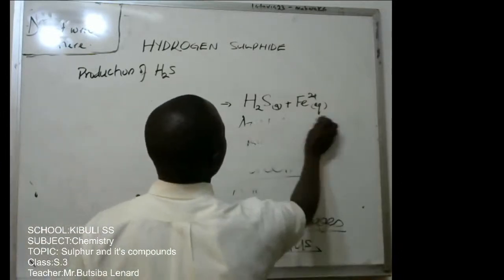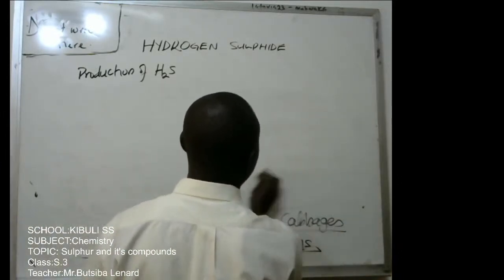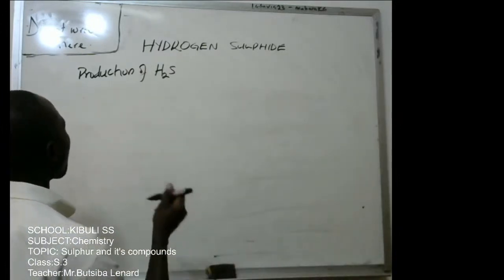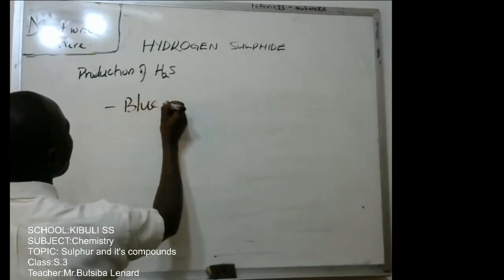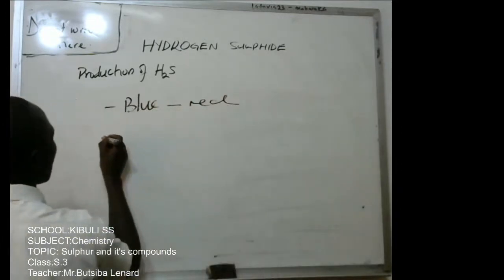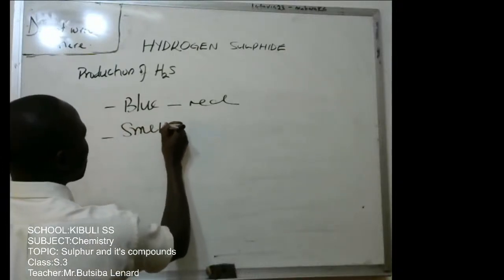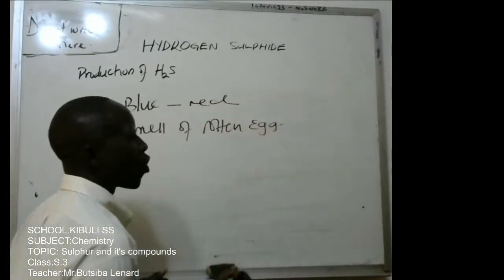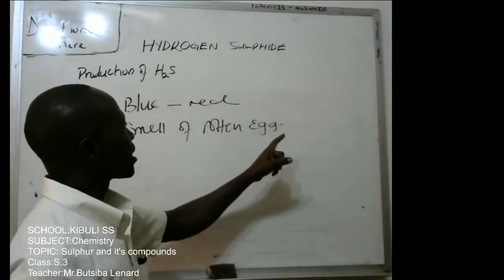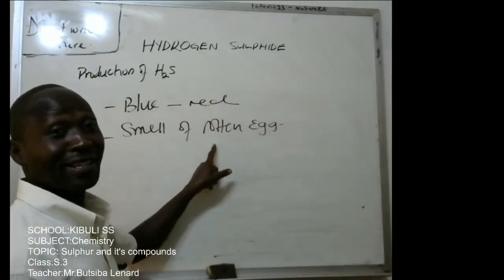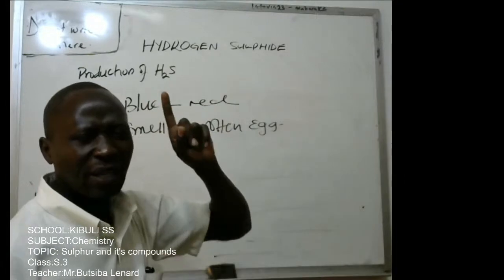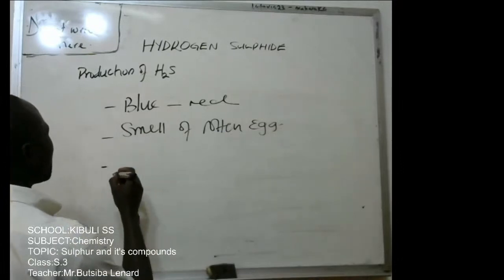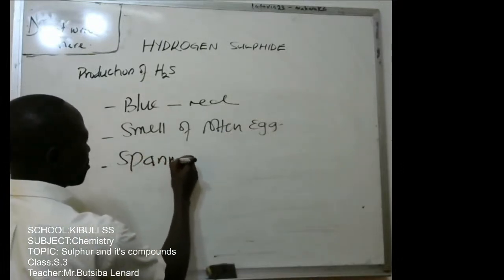All right, so characteristics of hydrogen sulfide gas. We shall not go into very many. Number one, properties. What did we say? Blue is going to turn to red. We said smell of rotten eggs, or rotten egg smell, or rotten cabbage smell. Rotten cabbages also smell like rotten eggs because of the sulfur that is found so much in them. Number three, the gas is sparingly soluble in water.